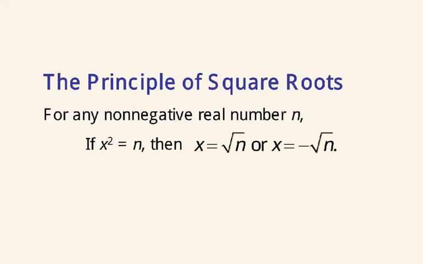Another thing that we'll need to know here is that the principle of square roots tells us that if x squared equals n, then x is either going to equal the positive or negative root. So remember, we talk about principal square roots, but when it's an equation, then we have both the positive and the negative as solutions to the equation.